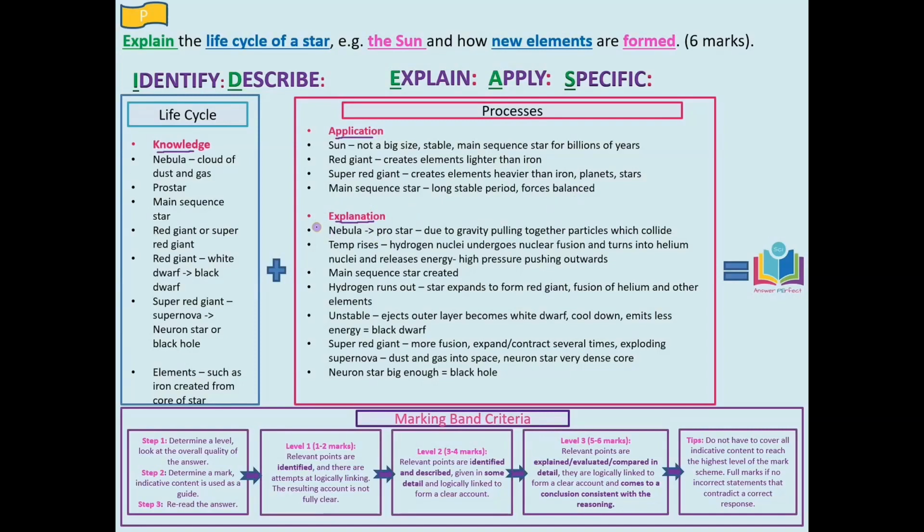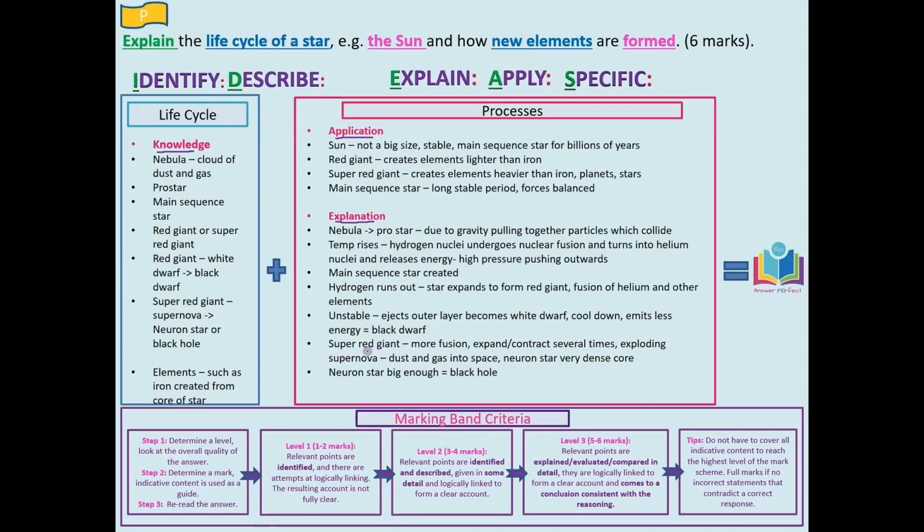And then we need to go into our explanation, say why. Well, a nebula converts into a protostar due to gravity pulling together particles which collide. As temperature rises, hydrogen nuclei undergo nuclear fusion and turn into helium nuclei and release lots of outward pressure, that energy. Now, that creates a main sequence star. As hydrogen runs out, the star expands to form a red giant, and there's fusion of helium and other elements. When that becomes unstable, it ejects the outer layer to become a white dwarf, which cools down eventually, and once it emits less energy, it can become a black dwarf.